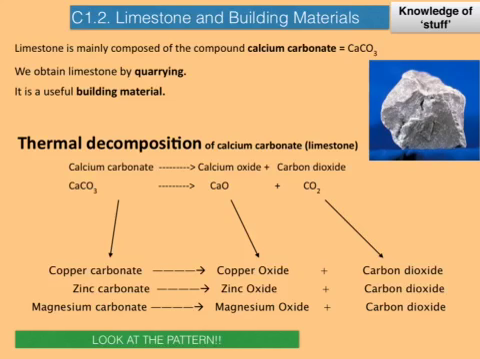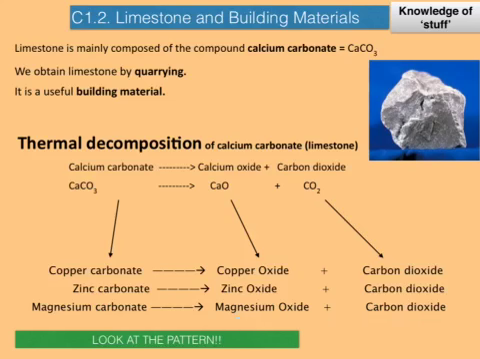Now this thermal decomposition isn't just specific to calcium carbonate. The same thing happens if you change the type of carbonate that you've got. So if you've got copper carbonate, you heat it up, it thermally decomposes to make copper oxide and carbon dioxide. Zinc carbonate does the same to make zinc oxide and carbon dioxide. And magnesium carbonate does the same to make magnesium oxide and carbon dioxide. Hopefully you can see this pattern.